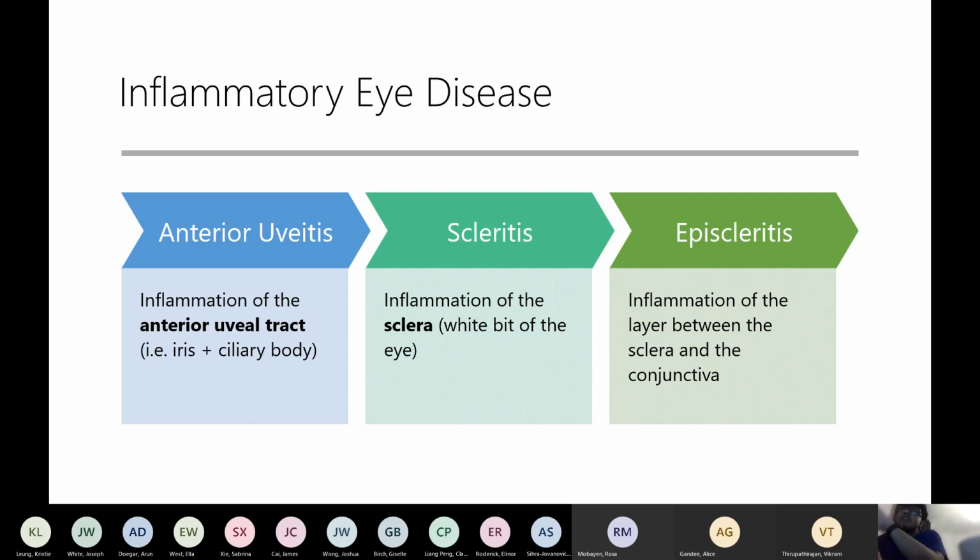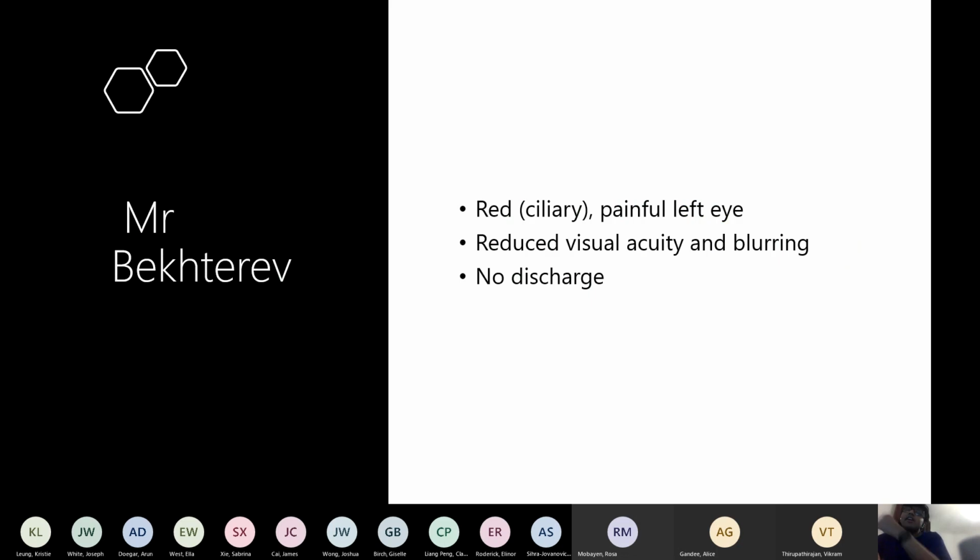So all of these are pretty painful. Episcleritis is the least painful of them. So here's a short vignette. He's got a painful left eye with reduced visual acuity and blurring with no discharge. If you understand the name, you will get the diagnosis immediately, because this is the name of a condition in another language or in another part of the world.